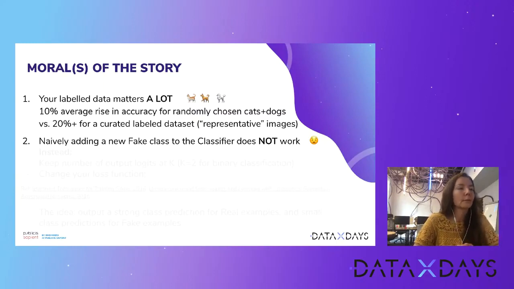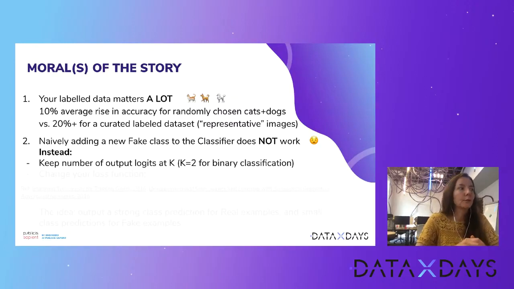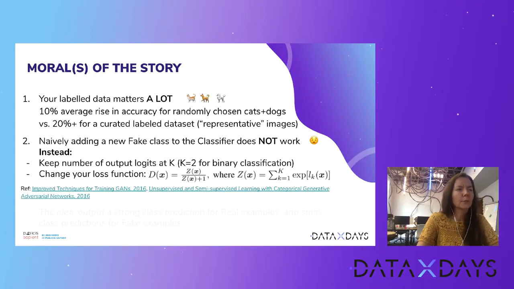So apparently, instead, we need to keep the number of output logits the same. For binary classification, we had 2, and we keep it at 2. We don't add the third one. And instead, what we do is we change the loss function. Here I have the expression for the loss function. Again, I won't get into it too much, but if you want to know where it comes from, it is discussed in both of these papers, I believe.